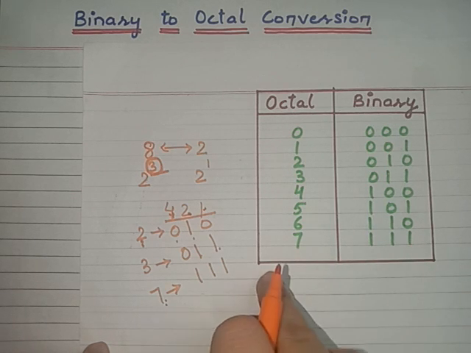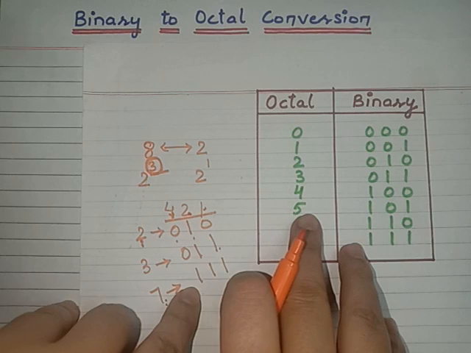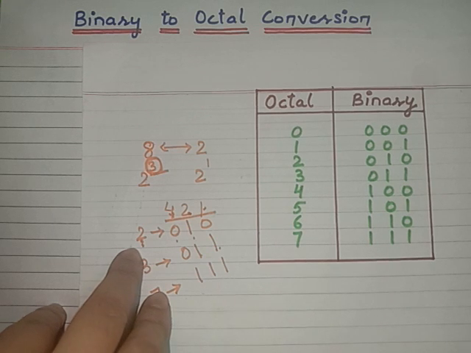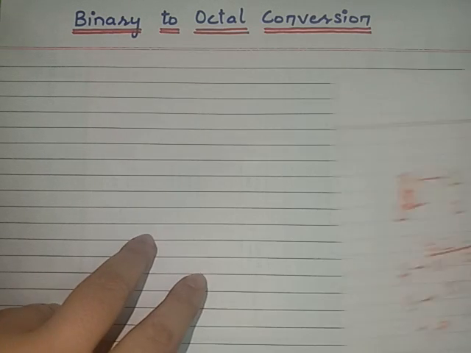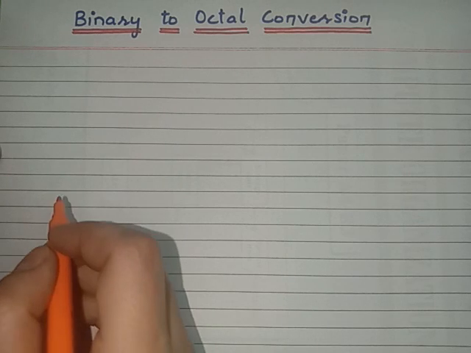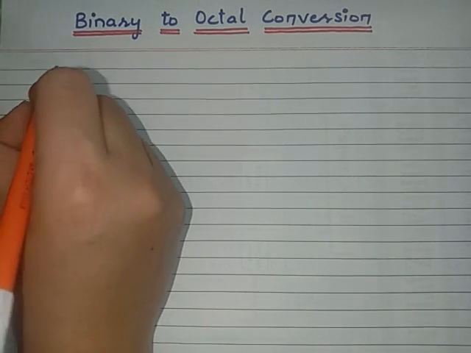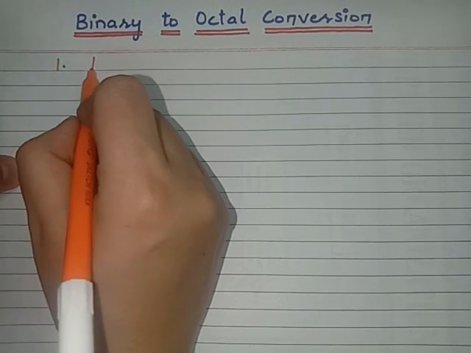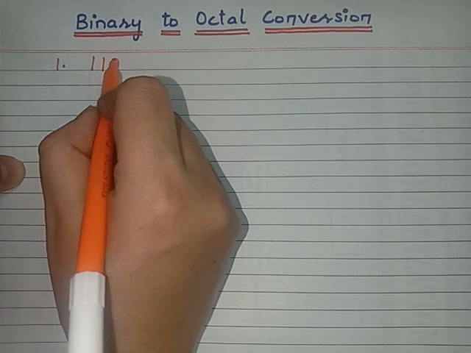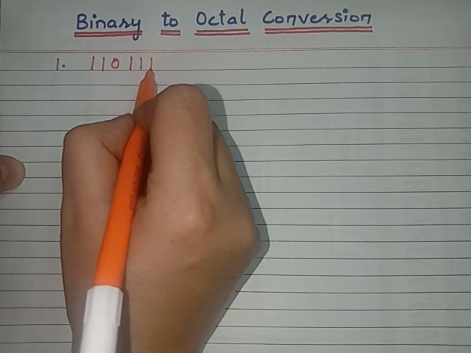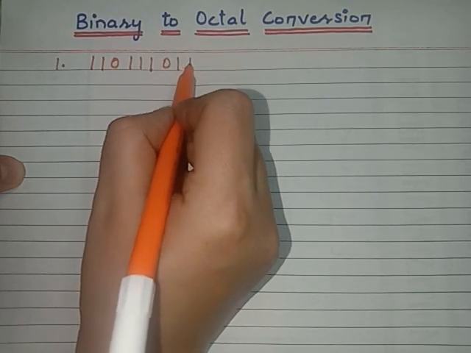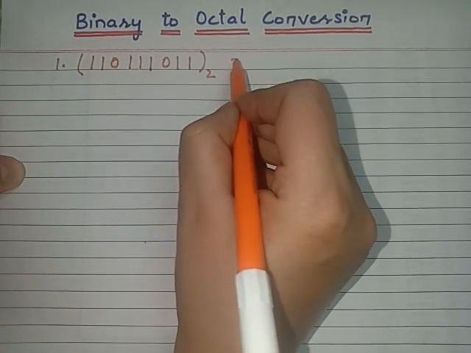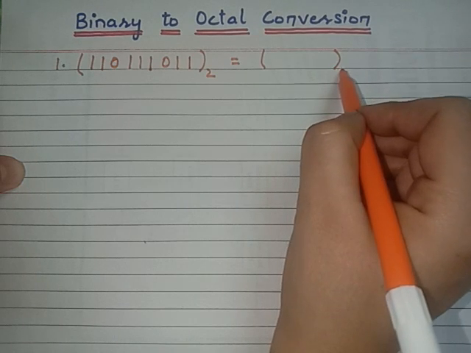Right. So this table we will be using as a reference to convert binary to octal numbers, and now I will be considering some examples. Just take the first example. Suppose we have any random number, a number 1 1 0 1 1 1 0 1 1. Suppose this is a binary number and we have to convert this number into the octal number system.